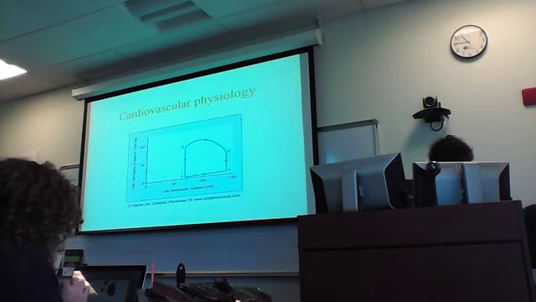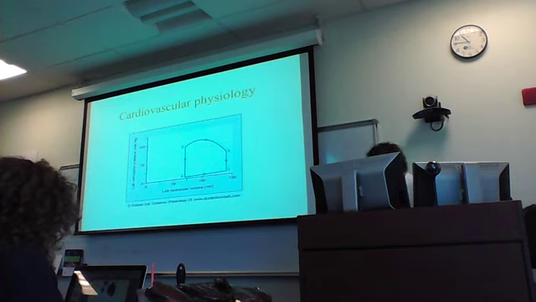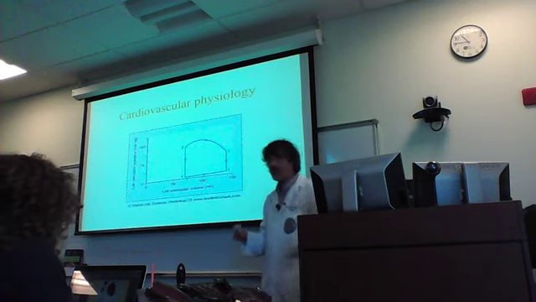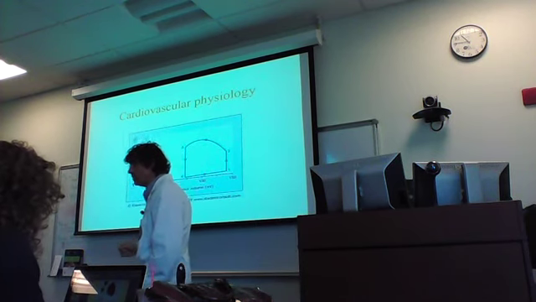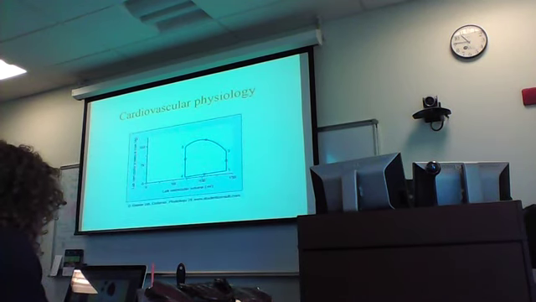Other things that can happen with aortic stenosis, remember we said, besides developing angina, they can develop syncope, and they can develop congestive heart failure. Angina comes first, then syncope, and then congestive heart failure.